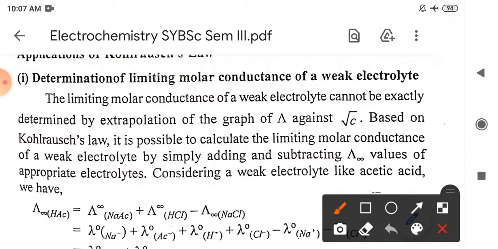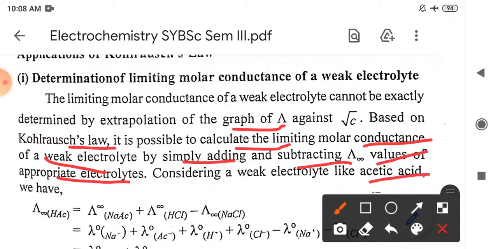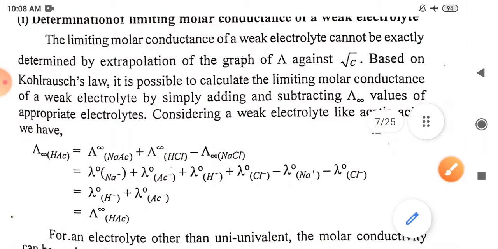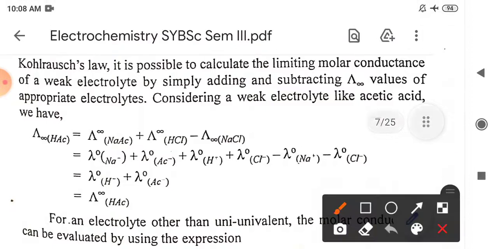So we will use this Kohlrausch law to find that. How will you actually use this? By extrapolation of the graph of lambda versus square root of c, we cannot find the lambda m naught value. So based upon this Kohlrausch law, it is possible to calculate the limiting molar conductance of a weak electrolyte by simply adding and subtracting the lambda m naught values of various electrolytes. Consider an electrolyte like acetic acid. If you want to find the molar conductance of acetic acid, how can you obtain it?